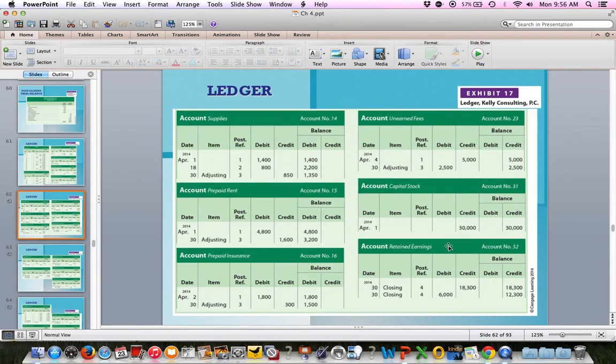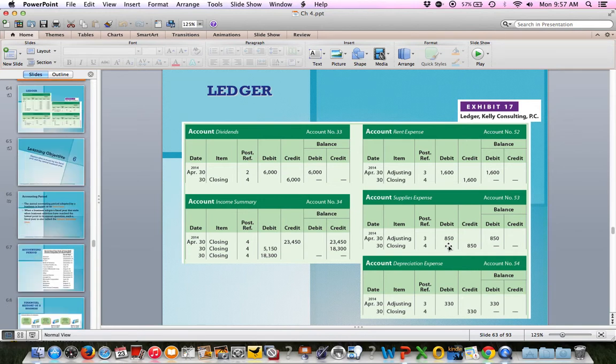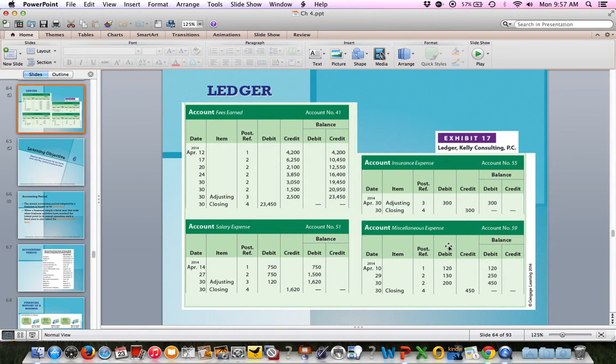And then here you have some other assets and you have capital stock and retained earnings. And then here you have your temporary accounts: dividends, income summary, and expenses. And then you also have your other temporary accounts, your revenues, and some more expenses. You can see that they include both the adjusting and the closing entries posted, and all temporary accounts have a zero balance.